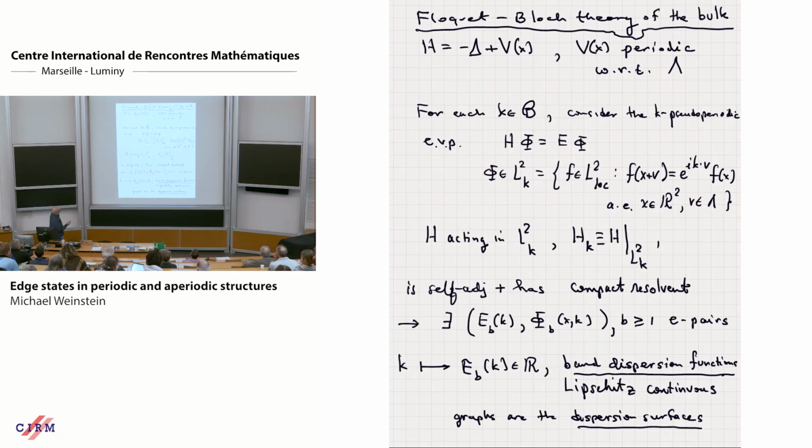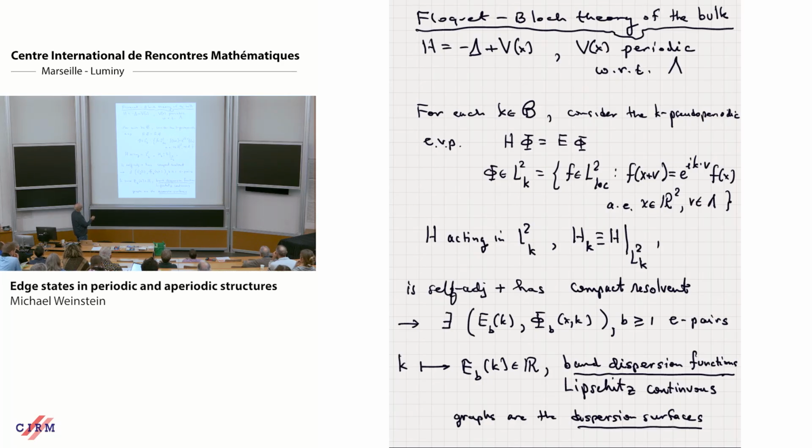Floquet-Bloch theory. Okay, so just to set certain basic definitions and notation, here's my operator. It's a real valued potential V, which is periodic with respect to a Bravais lattice. For every k in the Brillouin zone, we consider the k pseudoperiodic eigenvalue problem, H phi equals E phi. Phi satisfies the PDE, but it also satisfies a boundary condition, the pseudoperiodic boundary condition.